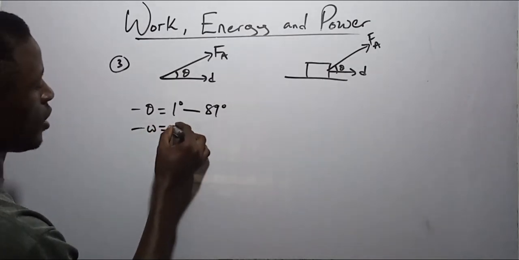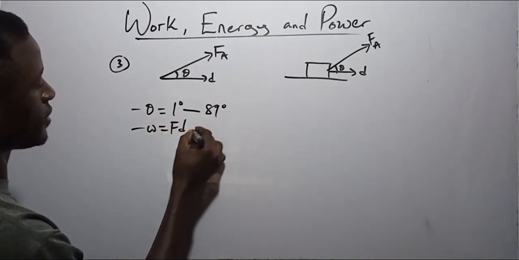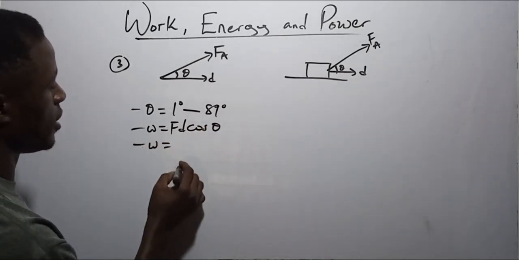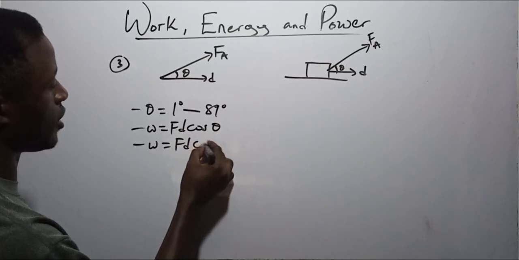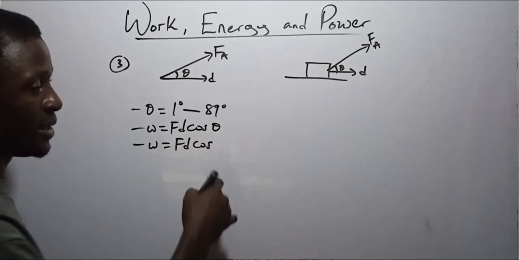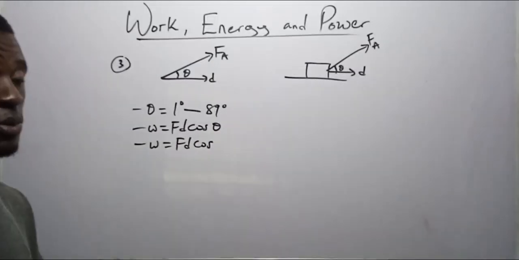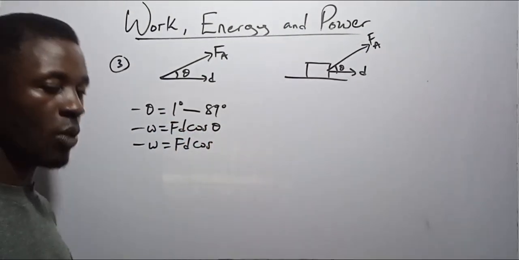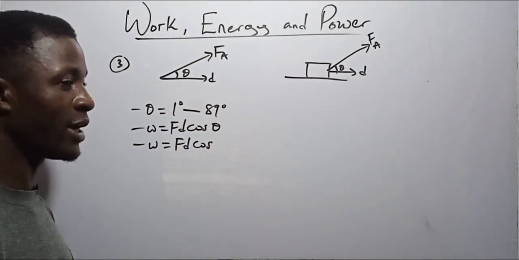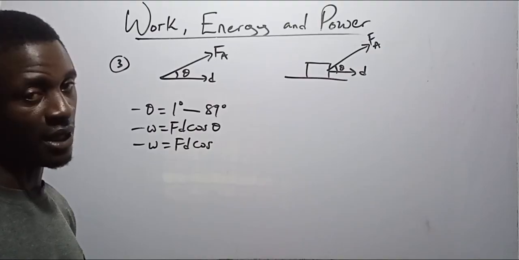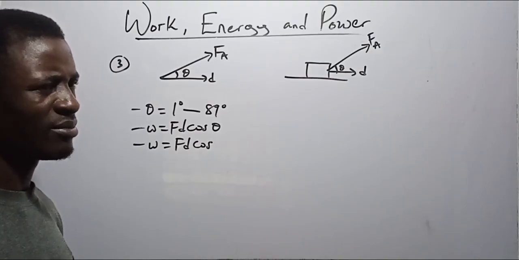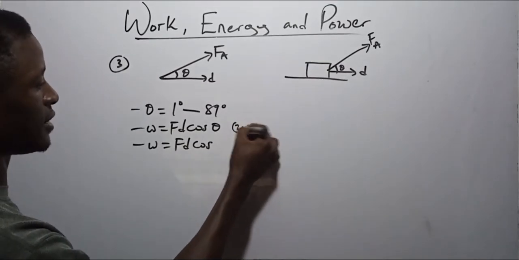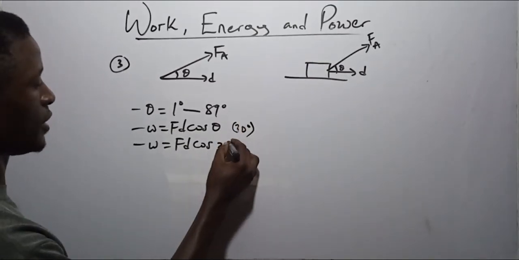So if you calculate the work done here, it's going to be force times displacement cos theta. Now it's going to be any theta, any angle. It can be 1, it can be 2, starting from this one up to 89. It can be 70, it can be 60, it can be 30. So I want to assume that let us just take 30 degrees as an example. So this one will be 30 degrees.